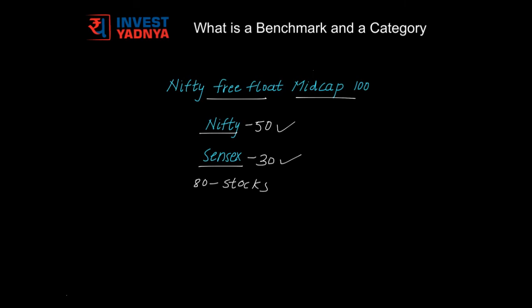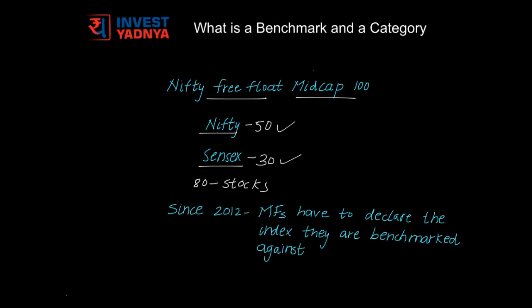So various indices exist which suit various categories. You can find such a list on the Nifty or Sensex website. Also, since 2012, SEBI has made it mandatory for mutual funds to declare the index they are benchmarked against. So the next time you see an ad where the fund is boasting about the kind of returns it has earned for its investors, just compare the returns against its benchmark and you would know whether the claim holds some water or not. Friends, hope you now know what a benchmark and a category is and how to use these when you analyze your fund the next time.